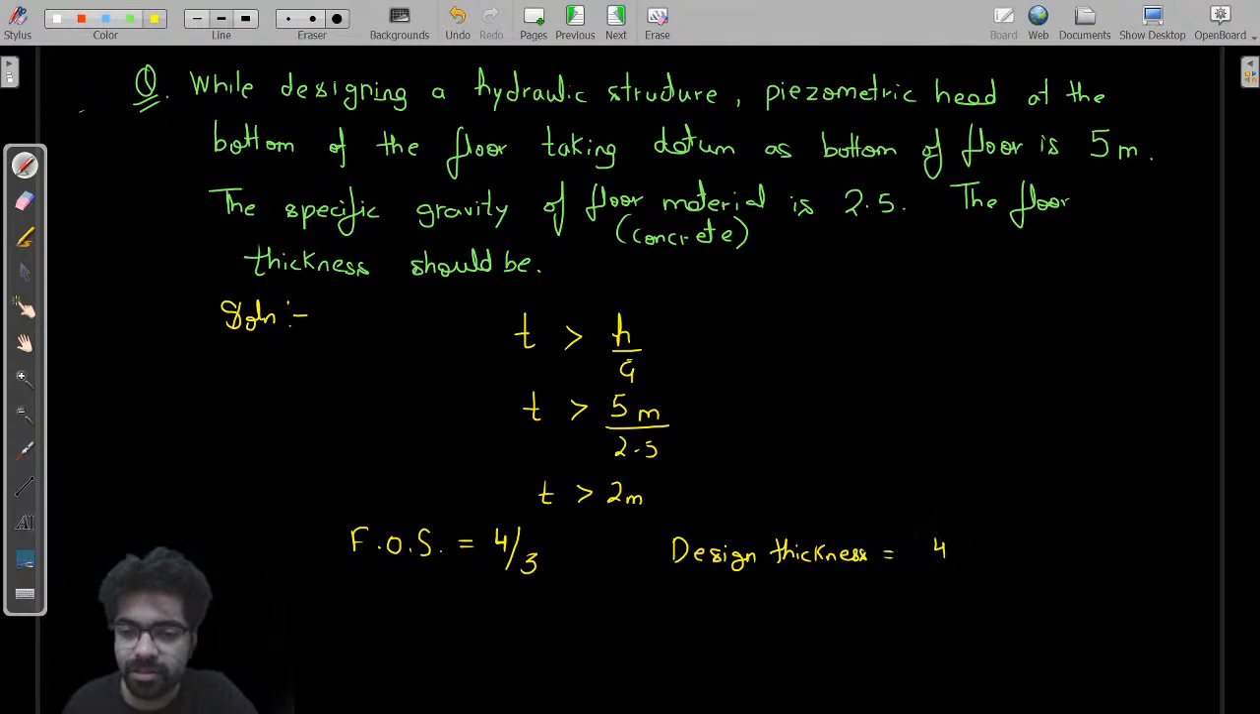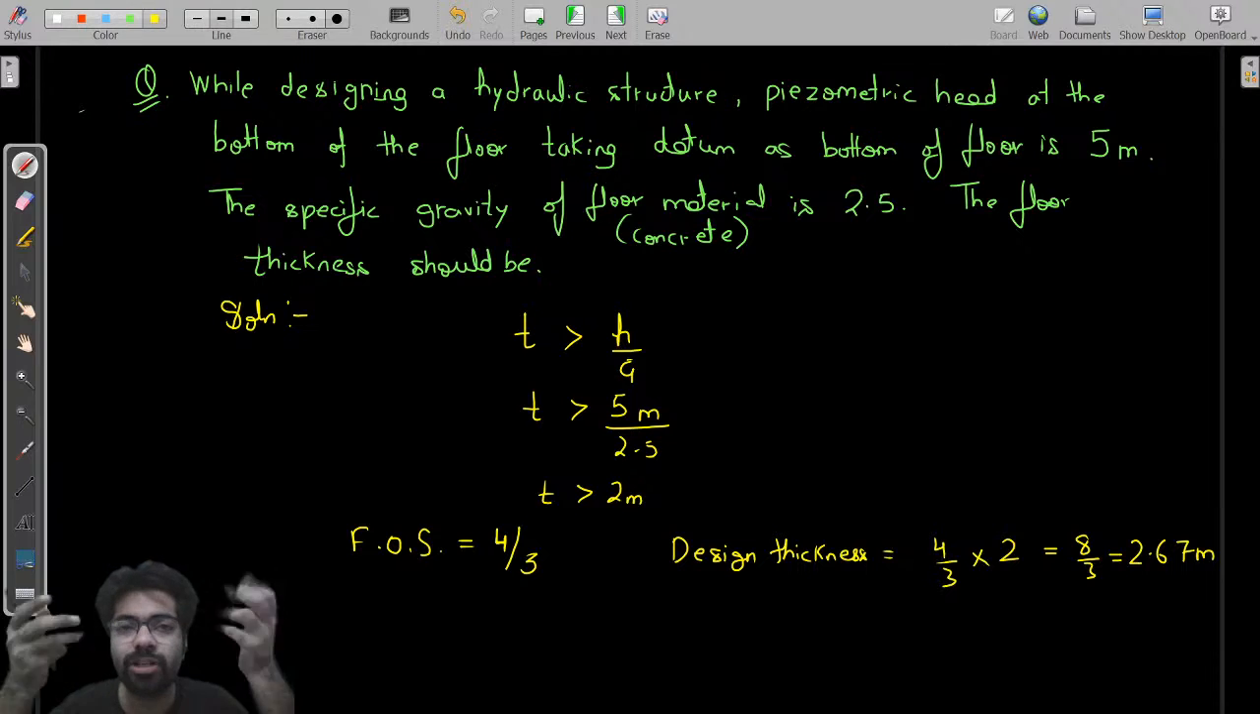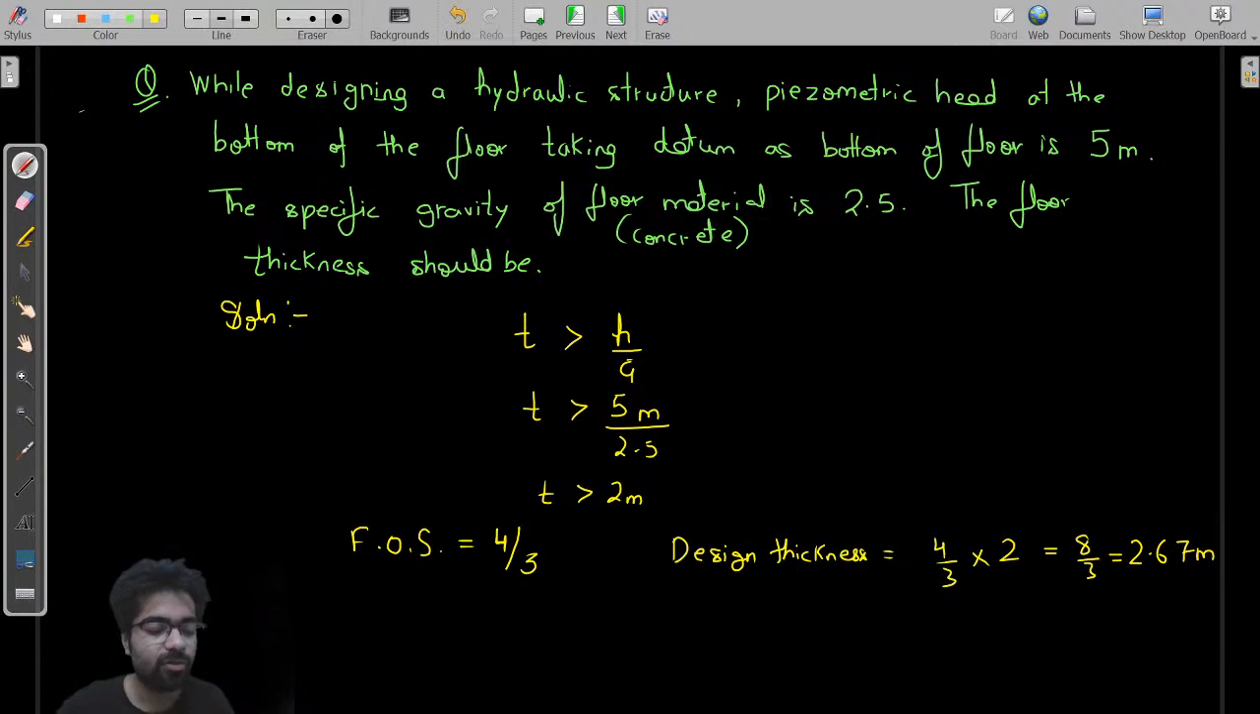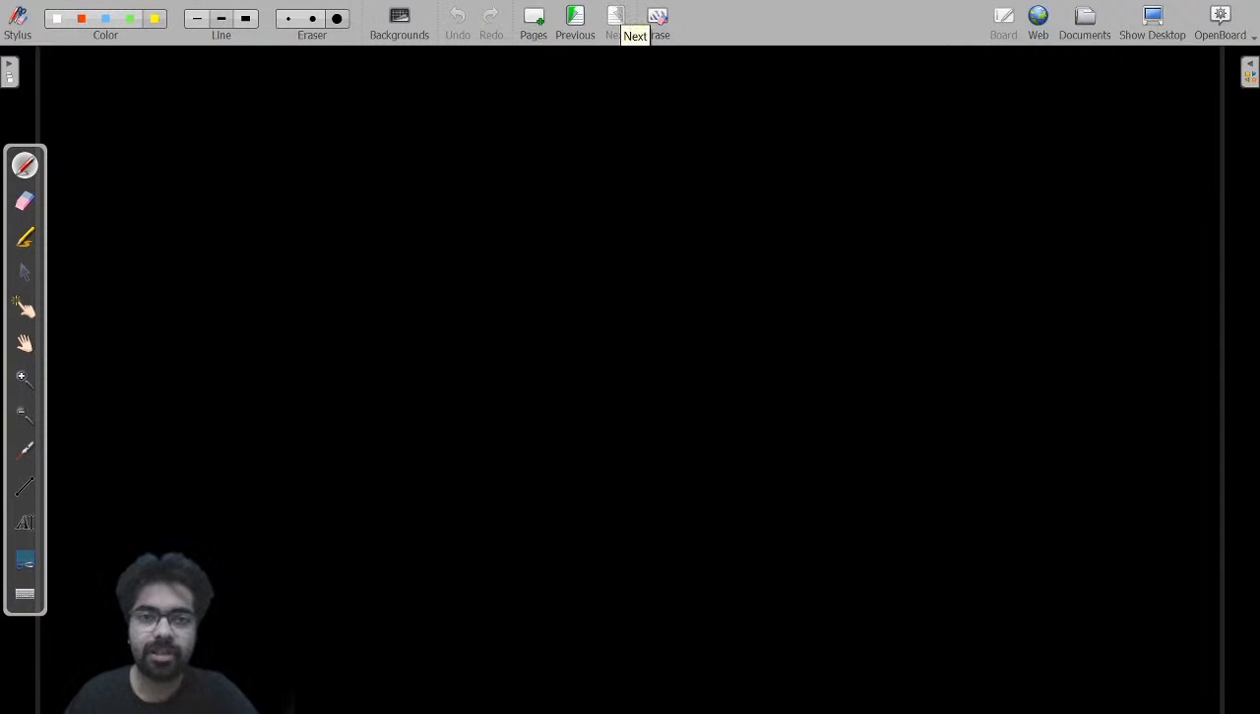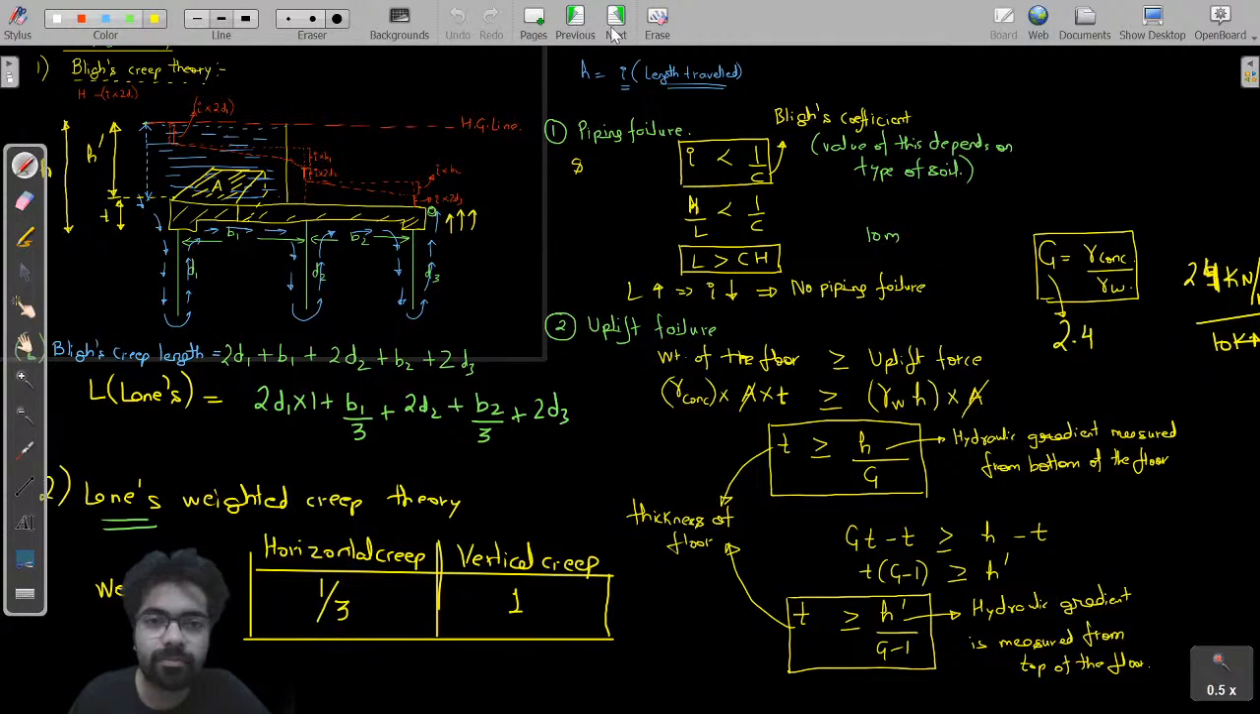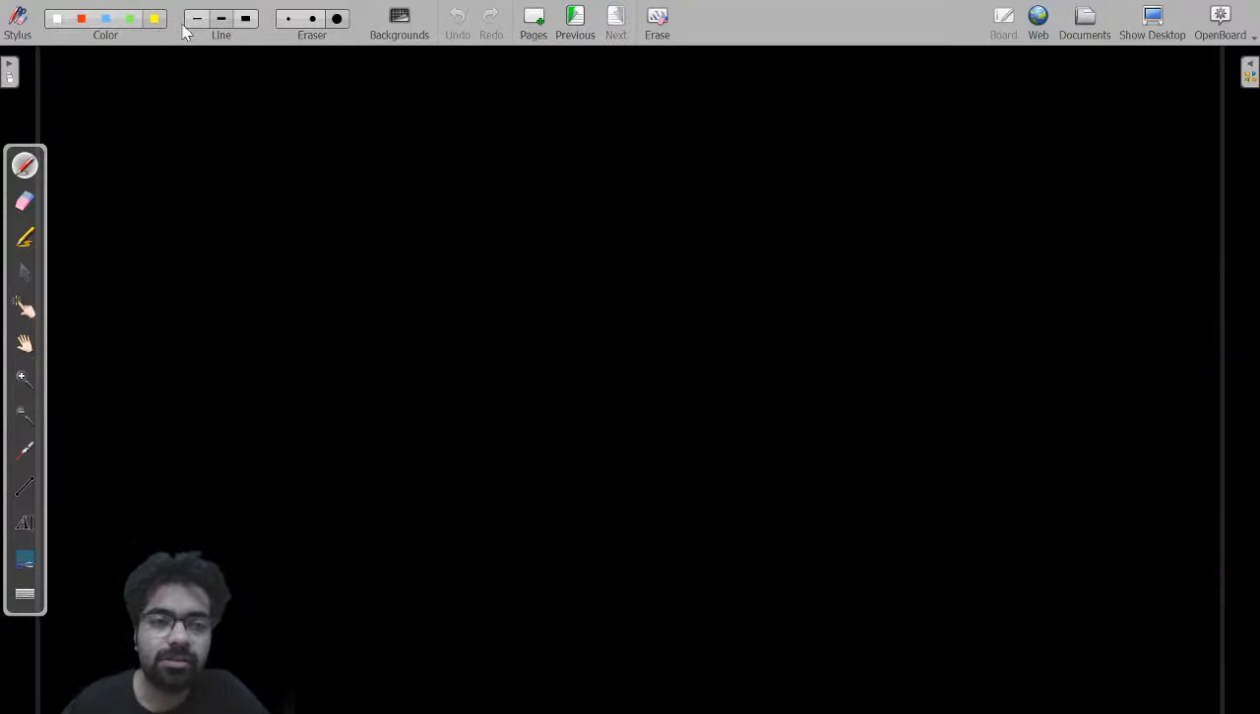So design thickness will be 4 by 3 into 2 meter, which is 8 by 3, or 2.67 meter. When the balance has been made at 2 meter, you have to provide more than 2 meter in order to remain safe. Now I hope you all have understood this. Now let's move on to Khosla theory. Today we have to start that. Let me write down the heading. Khosla theory, the third theory, the last in sequence.